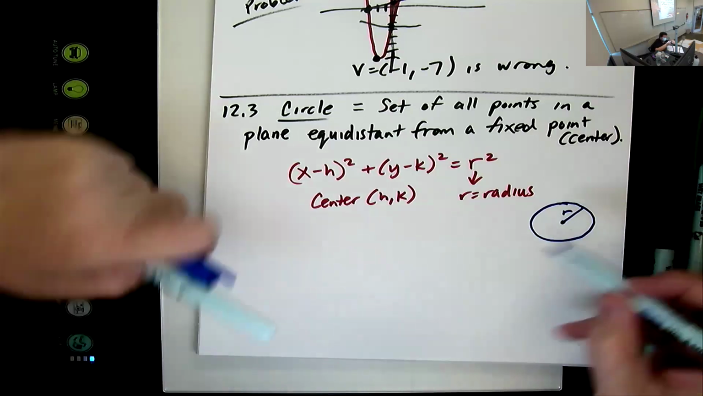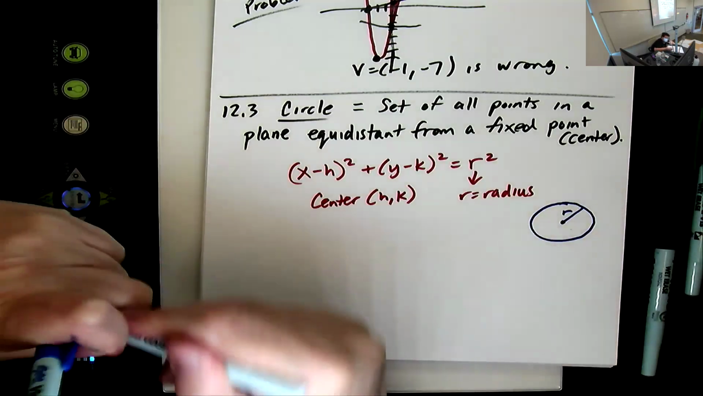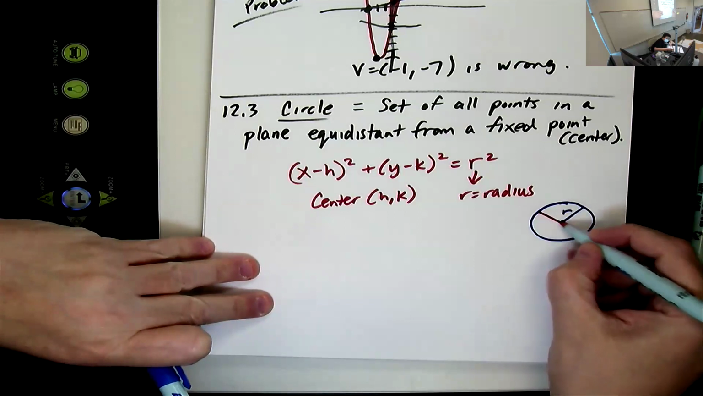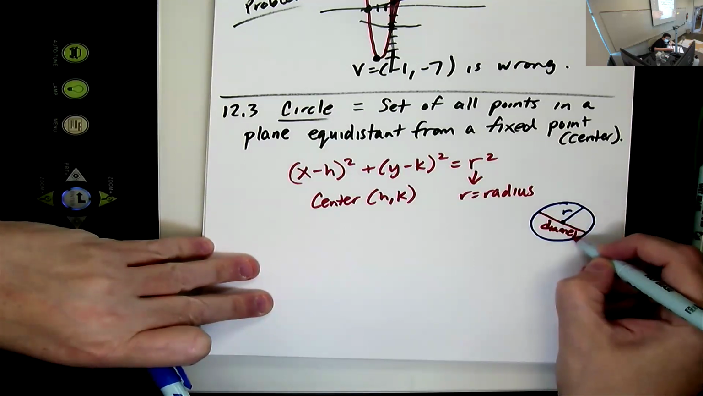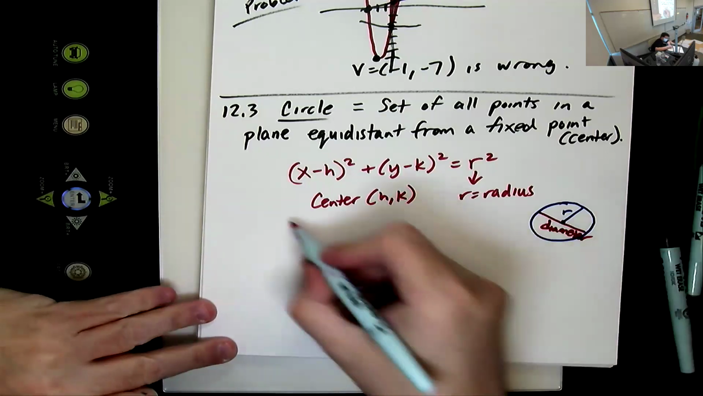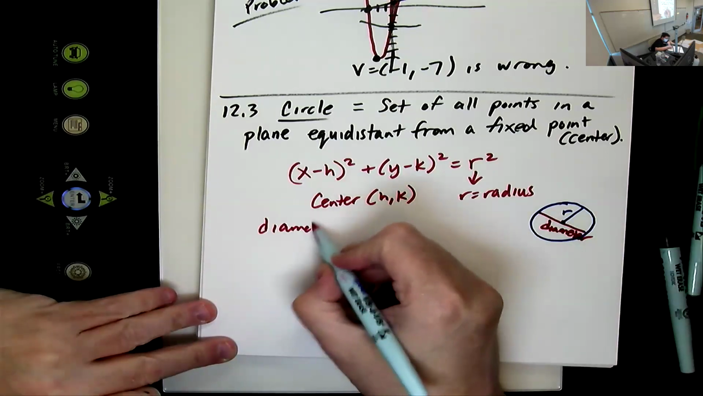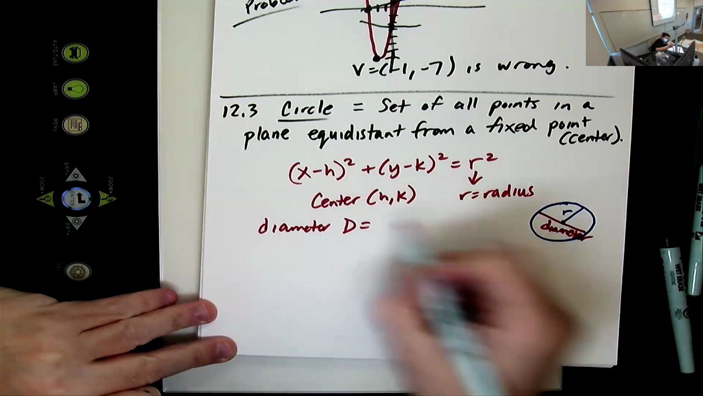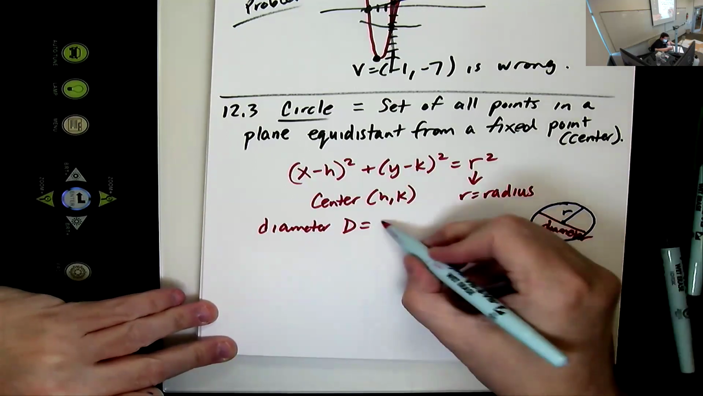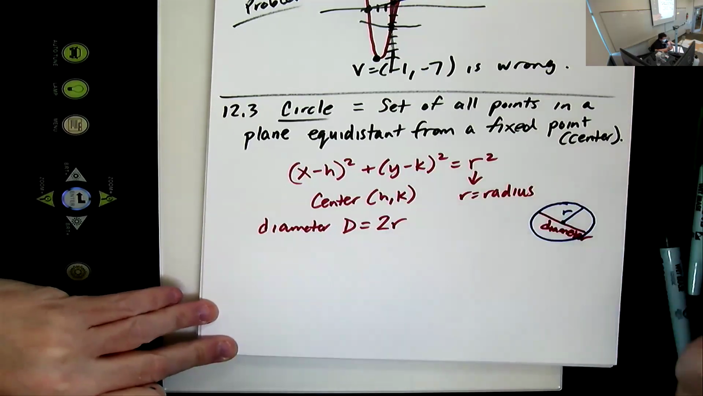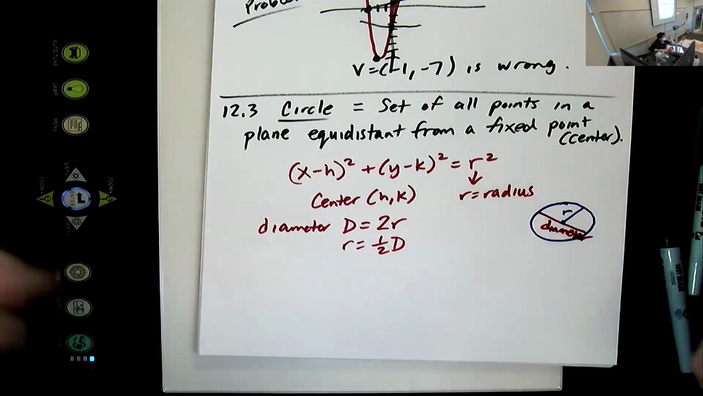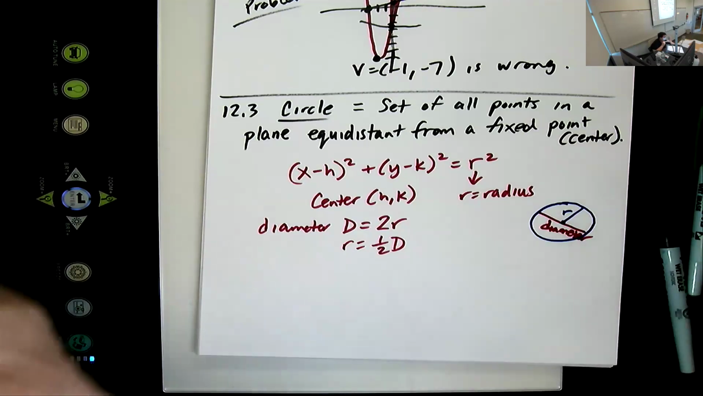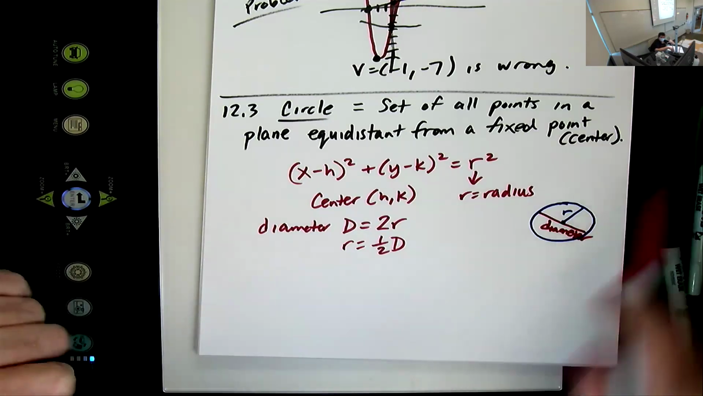Now, if you go all the way through the circle, the red line is called the diameter. Diameter D, I'm gonna go with big D, is 2 times the radius, or r is 1/2 big D. In case they try to get clever and throw a diameter at you on the homework.